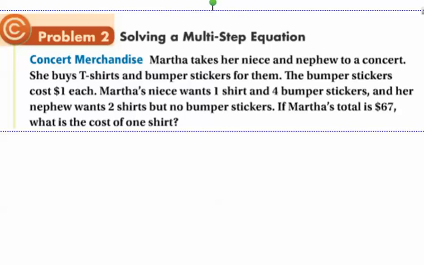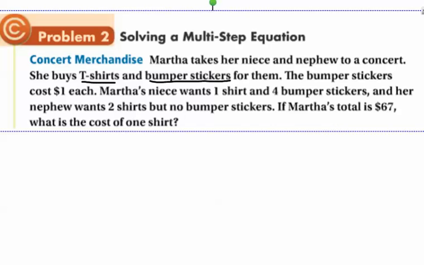So now look at this. I see niece and nephew, but that's really not relevant. I'm looking at t-shirts and bumper stickers. These are the things that we are using. So if we think about this, and then we think of the niece and the nephew. The niece wants 1 shirt and 4 bumper stickers, and the bumper stickers cost $1 each.